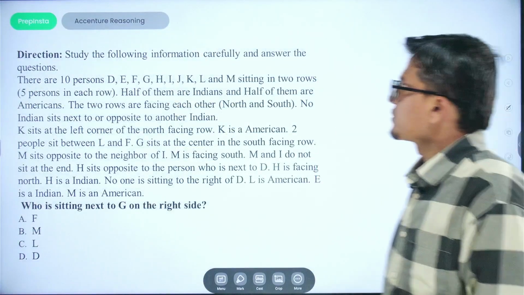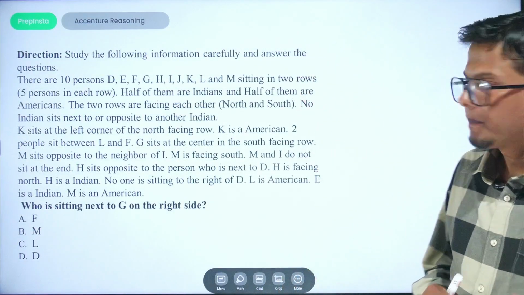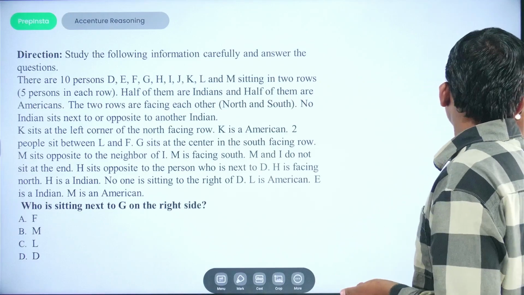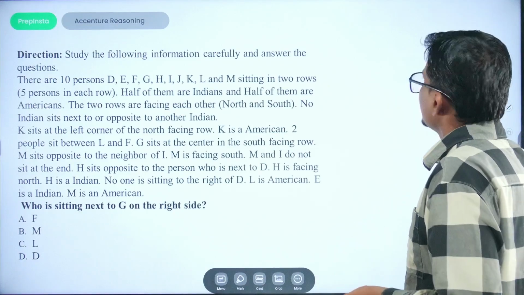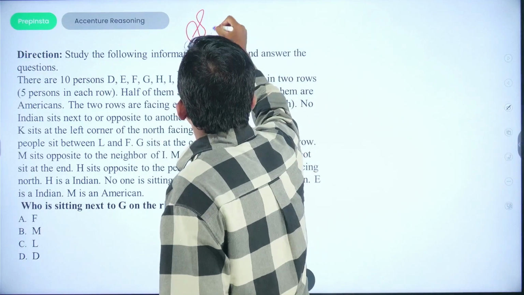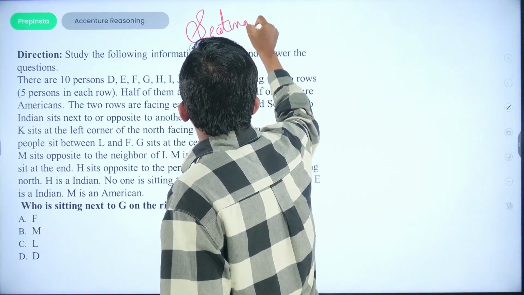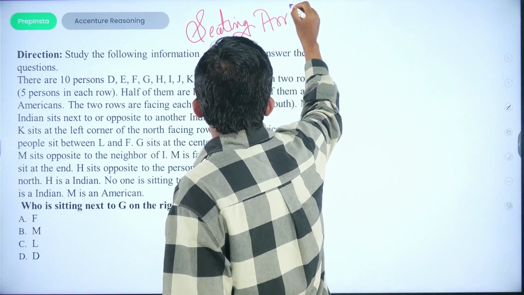So we have another question left, which would be the last question. We are given a seating arrangement or puzzle based question. Okay. And these questions are repeatedly asked. Seating arrangement from the puzzle chapter.